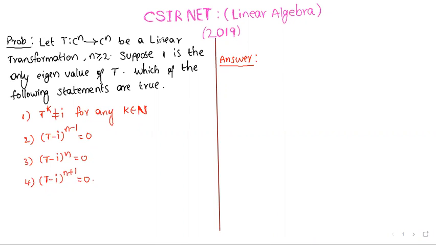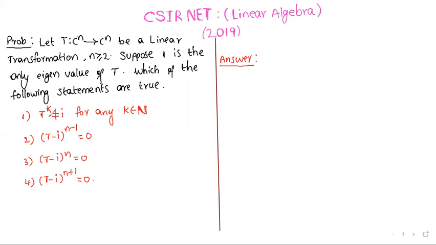Today we are going to discuss a CSIR NET linear algebra problem from December 2019. Problem: let T from C^n to C^n be a linear transformation, n greater than or equal to 2. Suppose 1 is the only eigenvalue of T. Which of the following statements are true?